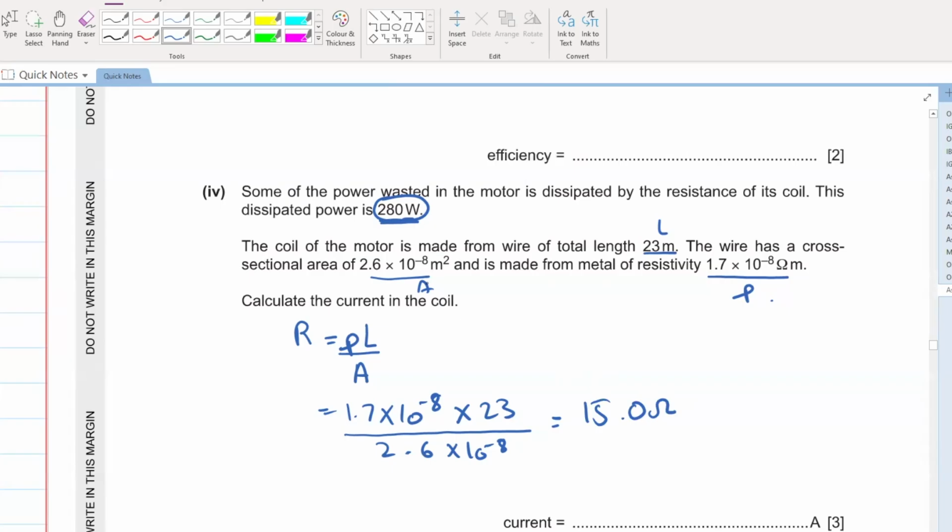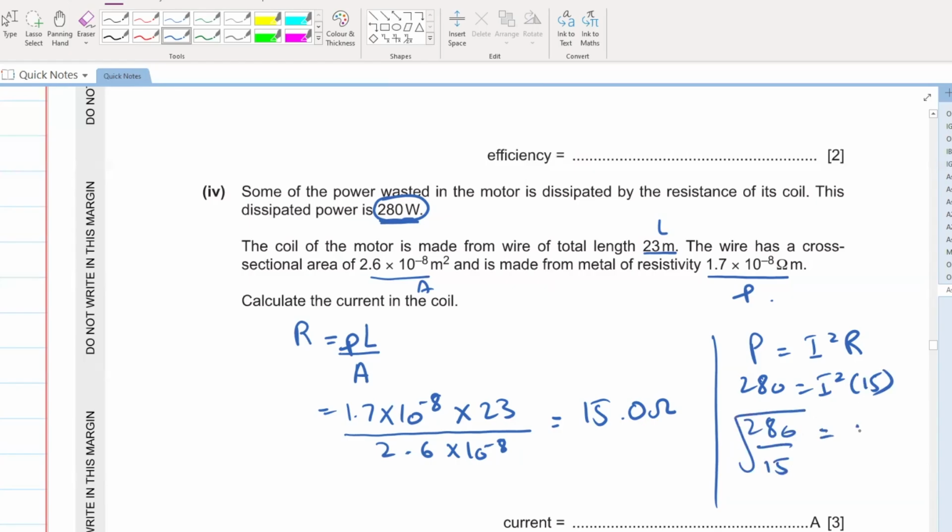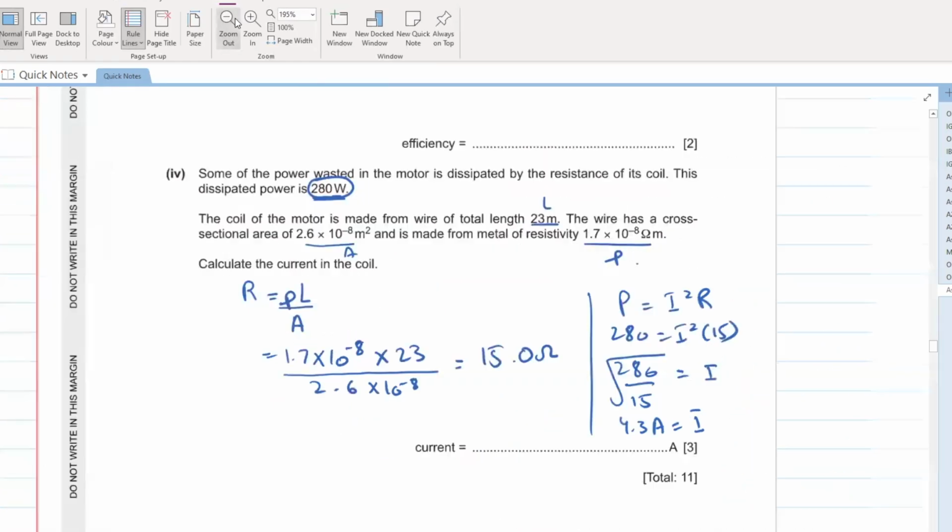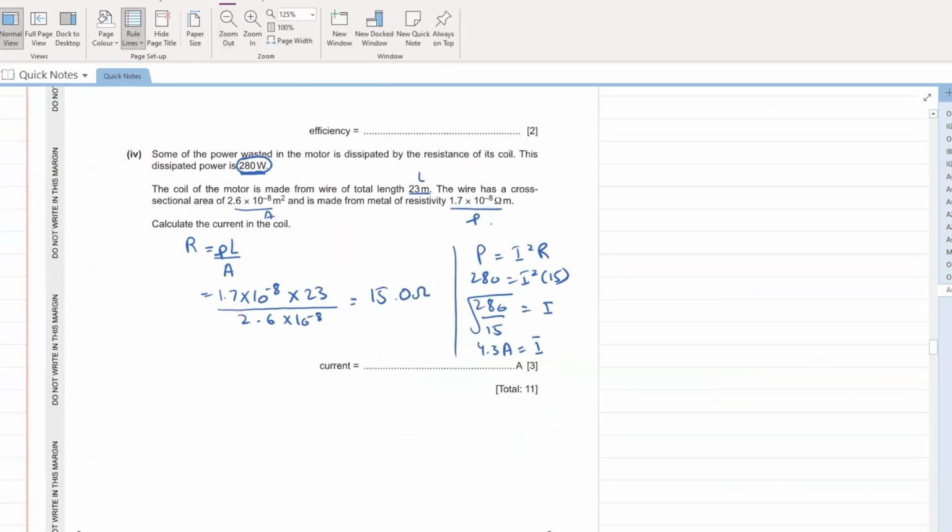Beta, now you have the value of resistance. You have the power. Can you calculate current? Yes. Power is equal to I squared R. Power is 280. Now 280 divided by 15, take the square root, and you will get your current. What does your current value come out to be? 4.3 ampere is your current. Is everything clear in this question, beta? Any issue?